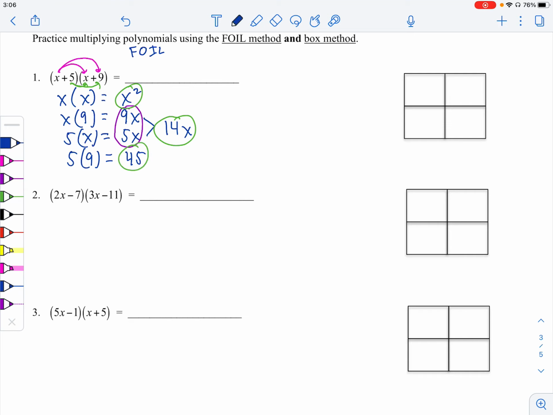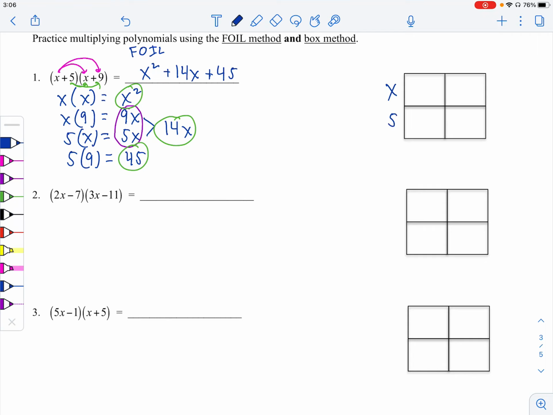So our solution, x squared, and our highest power always goes first, right? So x squared, then we have positive 14, so plus 14x. And then we have positive 45, so plus 45. And that's our answer. We can also apply that to the box method, right?